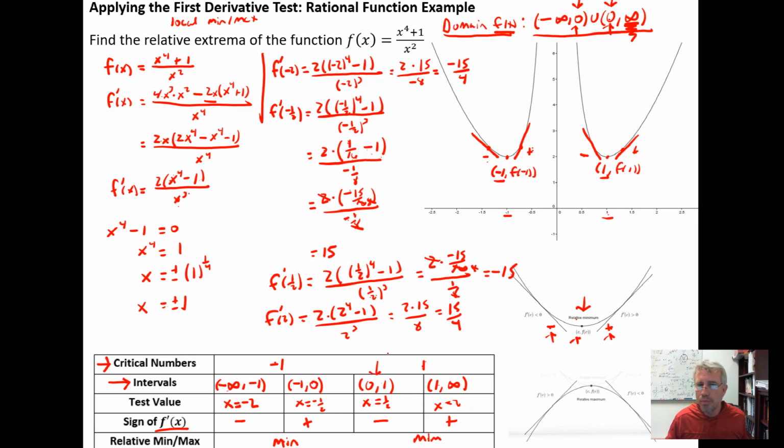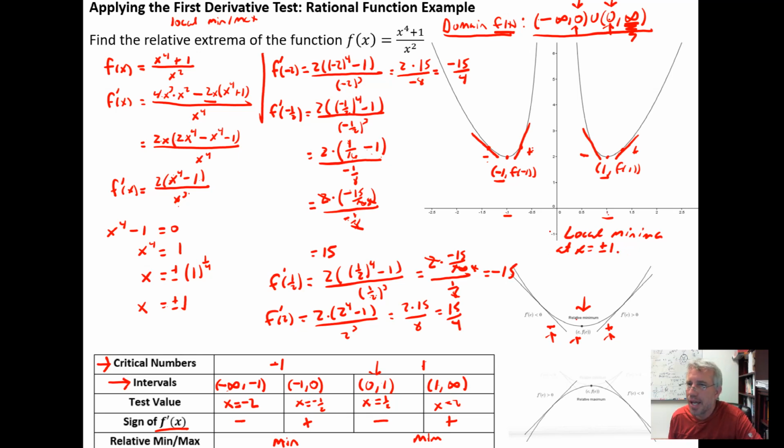So the conclusion we would draw from this, if we had space to write it out, and we should write it out, is that we will get local minima at x equals plus or minus 1.